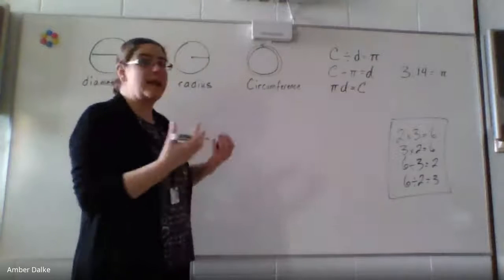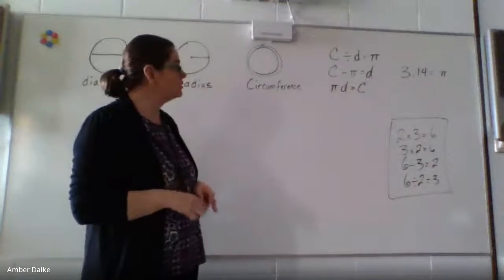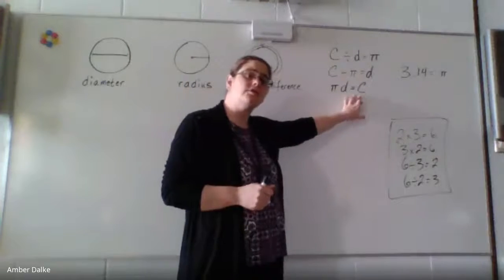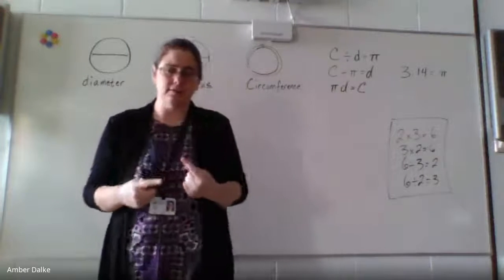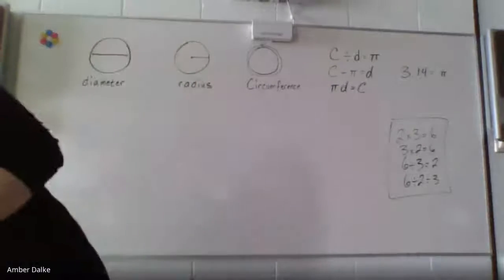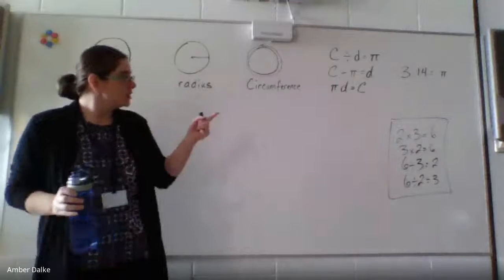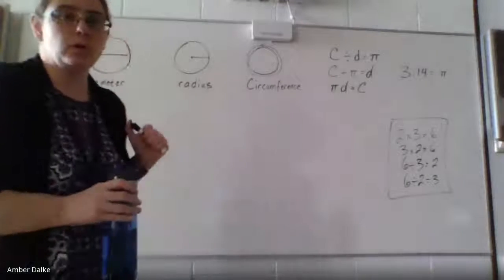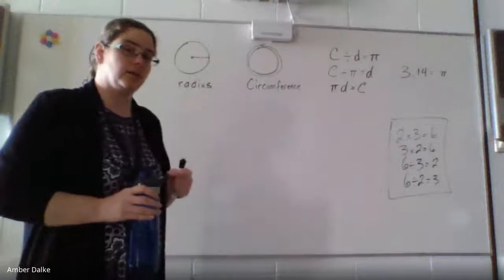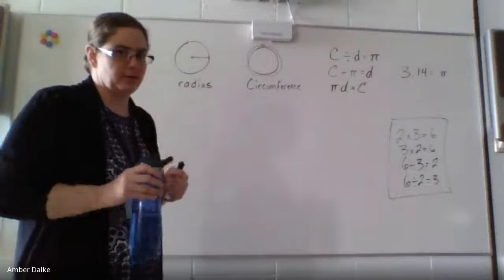Okay? Voila! We have the formula that we're going to be using in this unit, because there are times you may want to know what the distance is around the outside of a circle, even though you can't measure it. So we're going to be using this formula to calculate the circumference of a circle. You can also use this to calculate the diameter or radius of a circle if you have the circumference to start with.